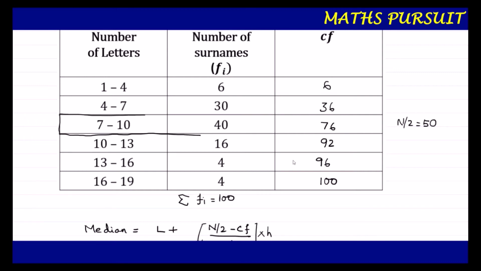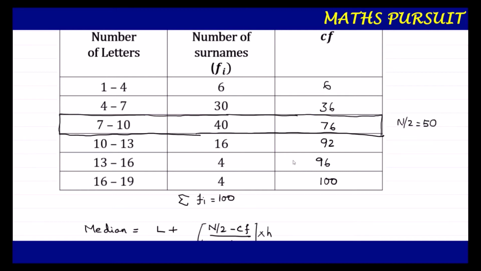This 76 cumulative frequency row is going to be our median class, because the most important thing required here is the median class. So the median class is 76. We got first 50, then the median class is the cumulative frequency which is just higher than n by 2. That is what we got, 76.